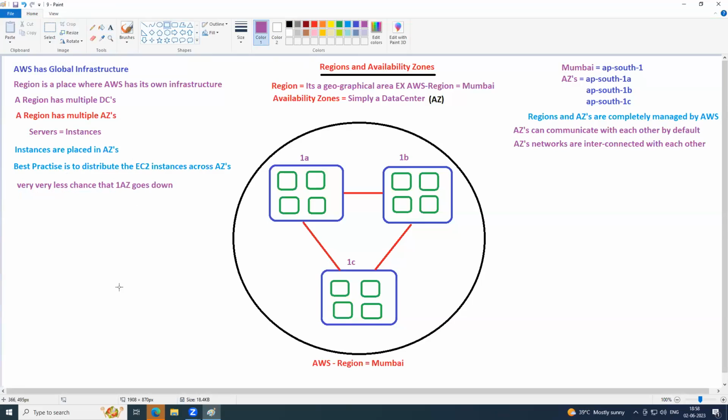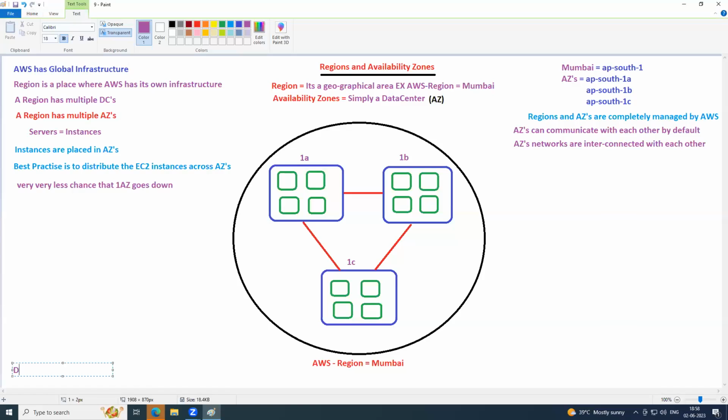Can you please tell me a few places in Mumbai? Dadar, Andheri, Bandra. What else? Thane, Kurla, Kalyan, Juhu, Powai, Worli, Vashi. Okay, enough. We got this. These are the places from Mumbai.